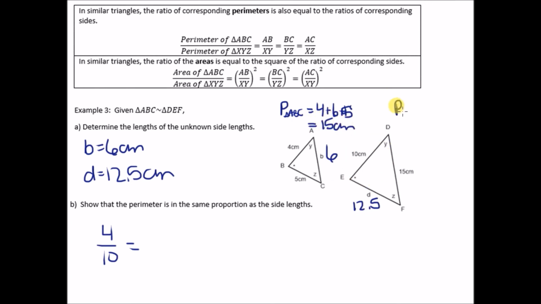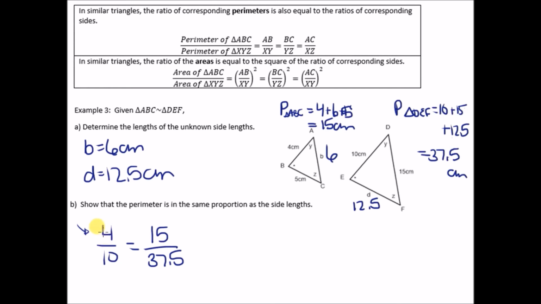Now, the perimeter of triangle DEF is going to be 10 plus 15 plus 12.5, and I get 10, 25, 37.5 centimeters. So let's take these over here. So everything on the top, that 4 was from the smaller triangle, the ABC triangle. So let's go ahead and put the perimeter 15 on the top. Okay, and let's go ahead and put the 37.5 on the bottom.